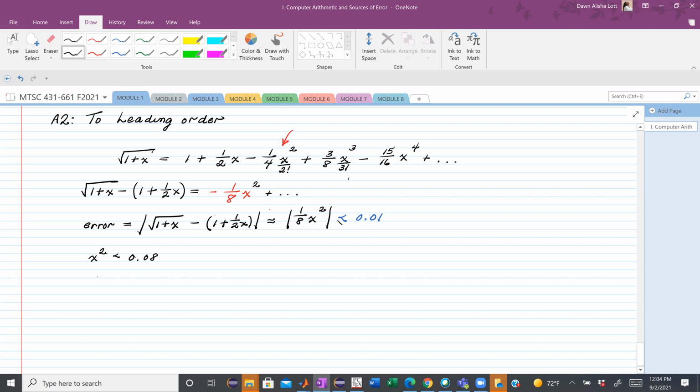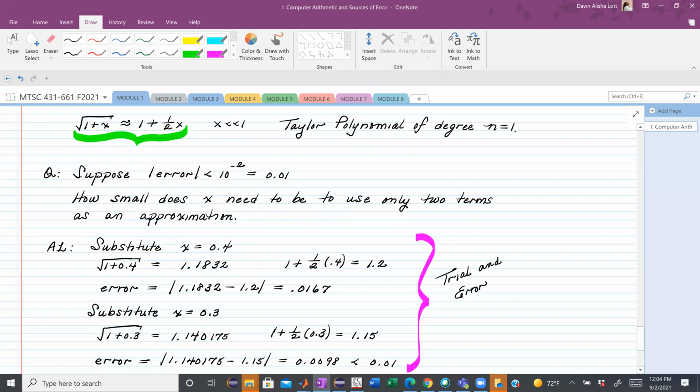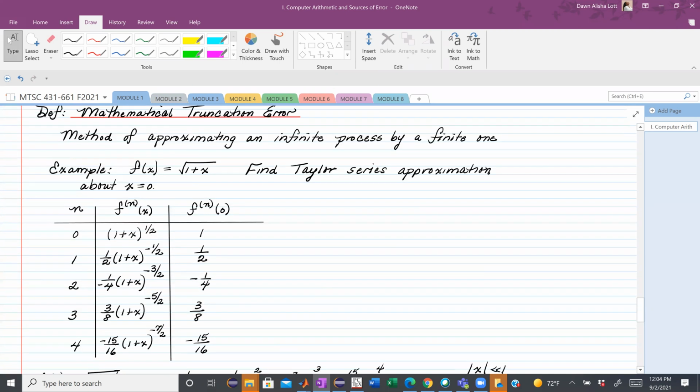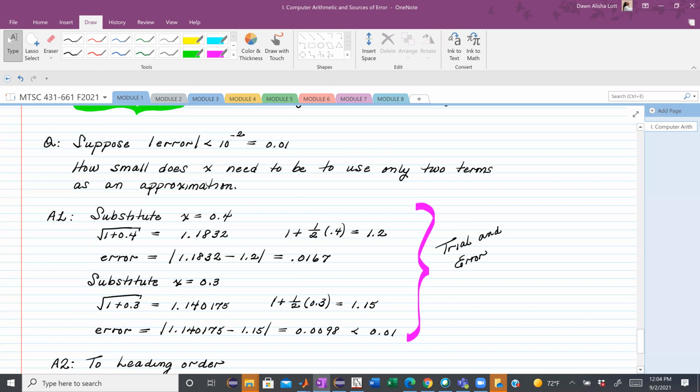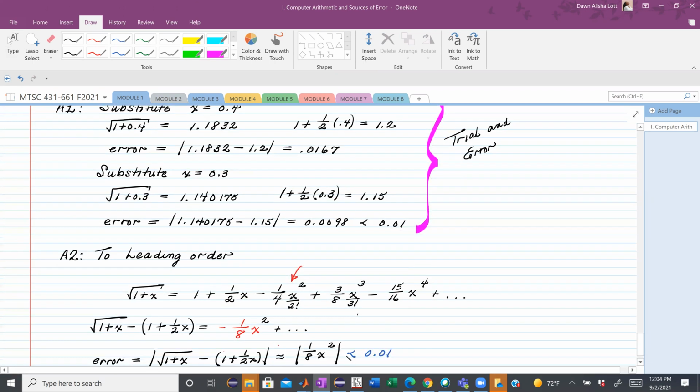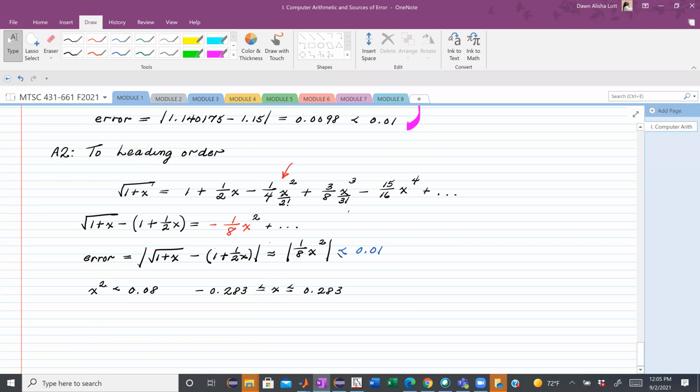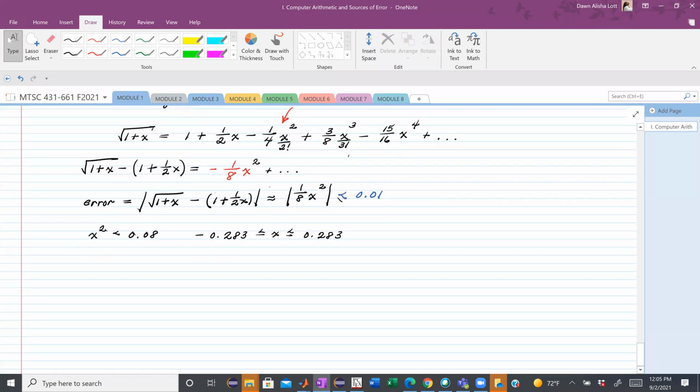And so that gives us negative 0.283 is less than or equal to X is less than or equal to 0.283. So now that's even better. That's a better approximation than what we had before. Before, we said 0.3 worked, but now we can see we can get even smaller. Our numbers can go as small as 0.283 and it will work. Okay, so that was one way of looking at it.